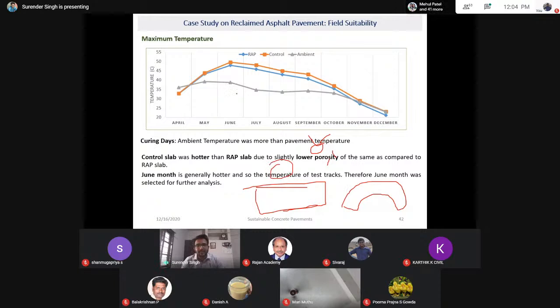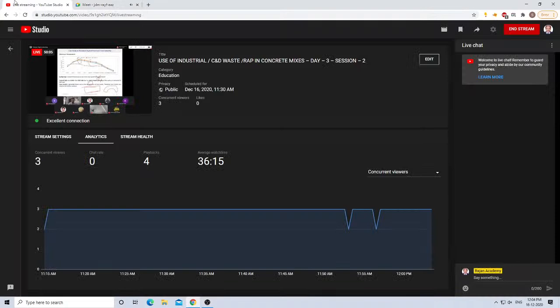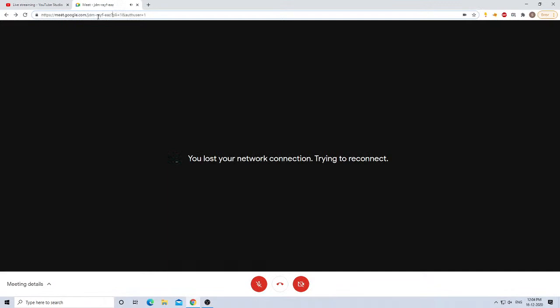So we mapped the temperature for all the seasons. In North India, we have summers in June, monsoon in August, and winters in December. We covered everything and saw how the stresses behave when we include RAP aggregates in the pavement. We found that when you use the RAP aggregates, the temperature differential will be lesser by around 2 degrees Celsius. And you know the model, the total stress on the pavement is a combination of stresses because of loading and stresses because of temperature.